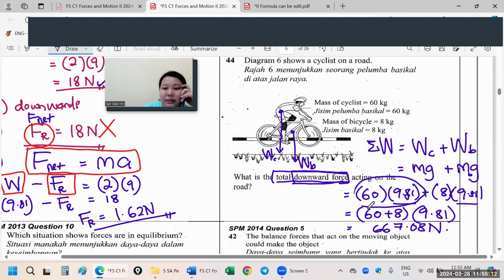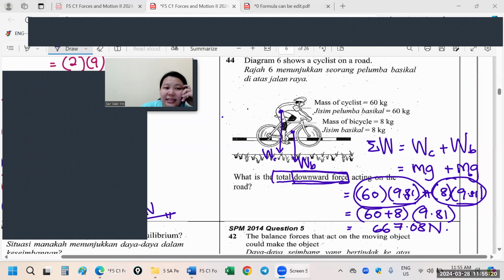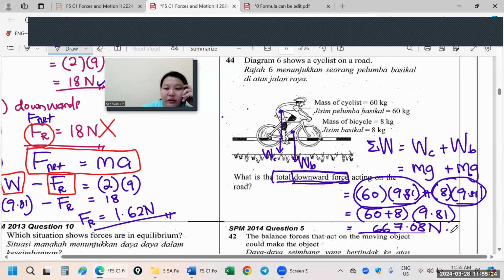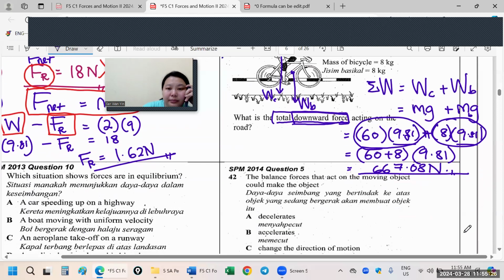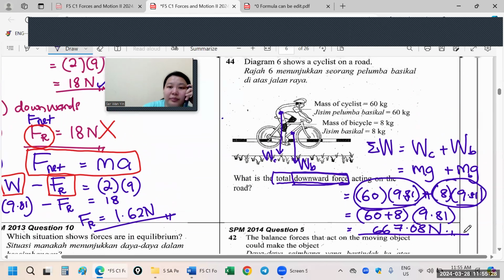Just times plus times, you also get the same thing. 667.08, correct. So the downward force means the weight of both together.